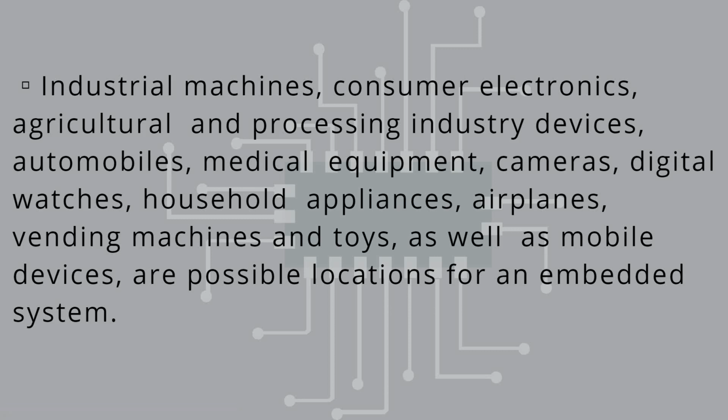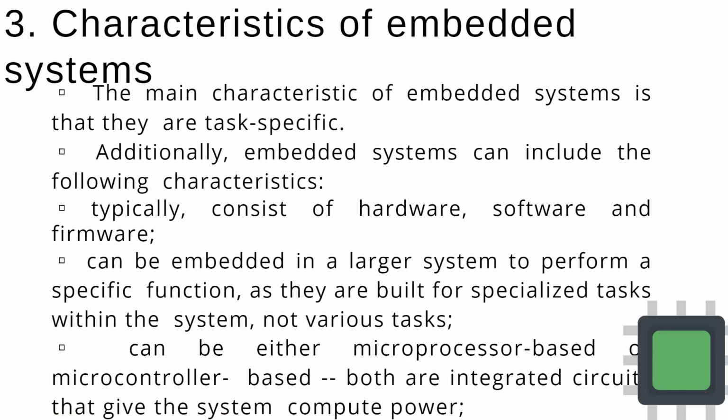Here some applications of embedded systems are given. The applications of embedded systems are industrial machines, medical equipment, cameras, digital watches, household appliances, airplanes, etc. Next slide. In this slide, we will see some characteristics of embedded systems.